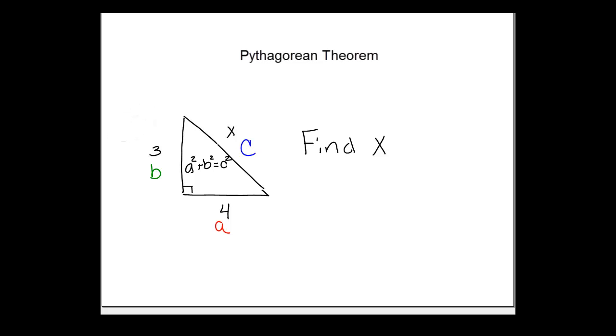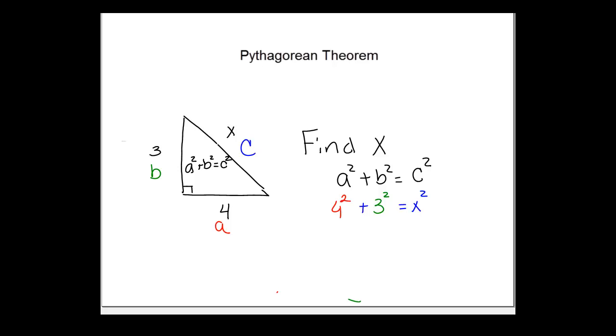Example 1. We have a right triangle. Leg A is 4, leg B is 3, and we're going to try to find C, which is x. So according to Pythagorean Theorem, the formula is A squared plus B squared equals C squared. We're going to plug in the legs that we know. We know that A is 4, so we have 4 squared. And we know that B is 3 squared. And we're going to find C, x squared. And we're going to solve.